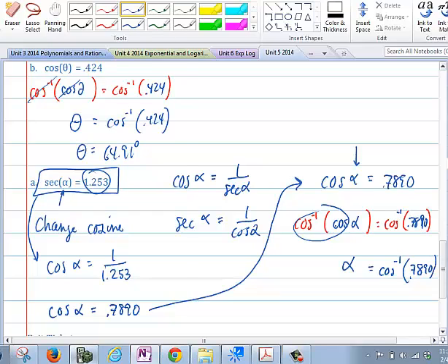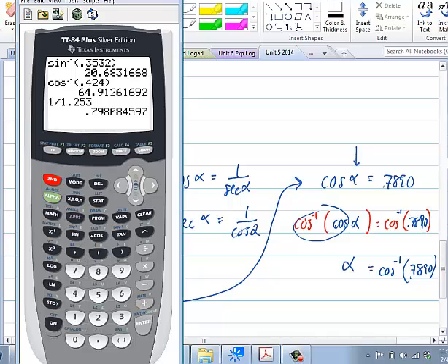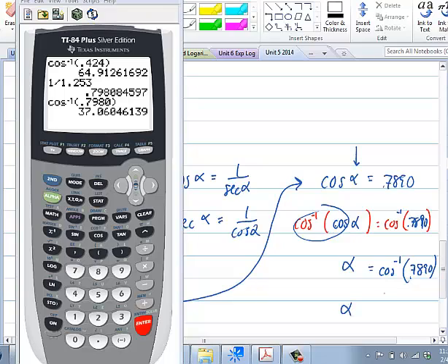So when we do that on the calculator, inverse, or second function key, to get the inverse cosine, we'll put in 0.7980, and when we hit enter, you'll have the angle. The angle alpha is equal to 37.06 degrees.